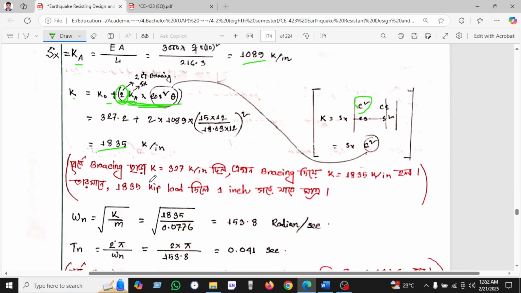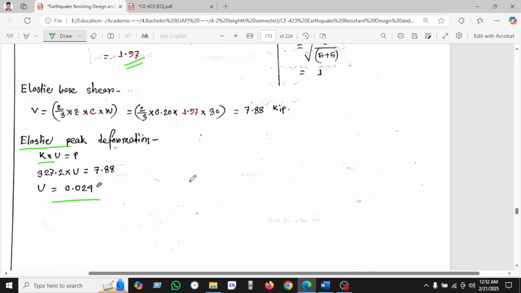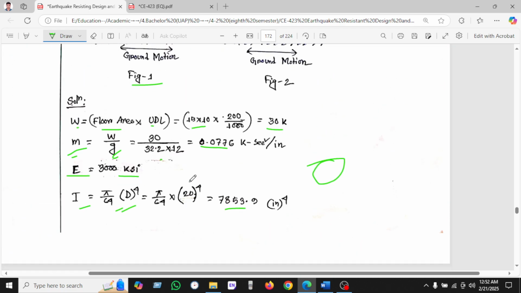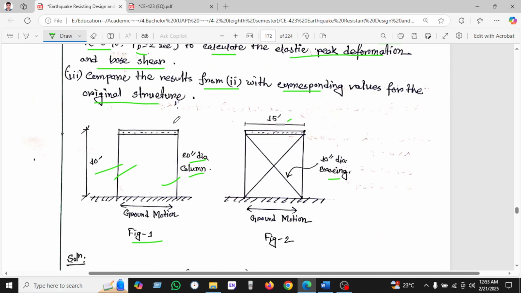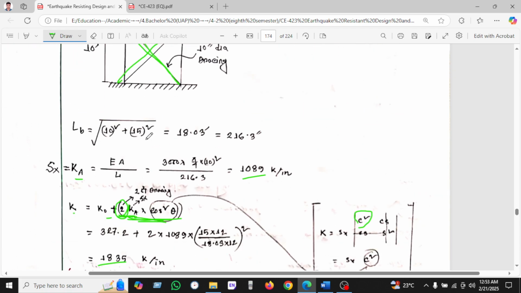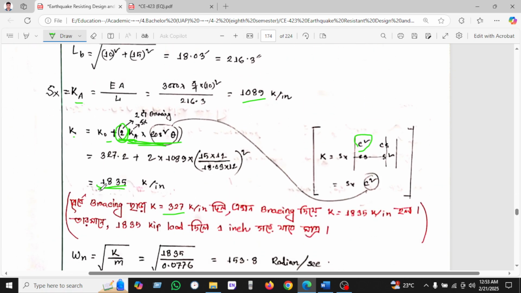So if we see, without bracing the stiffness was 327 kip per inch. If you go to the 327, this is the stiffness without using the bracing on the structure. When we use the bracing, then you can see the stiffness is increasing. Okay.